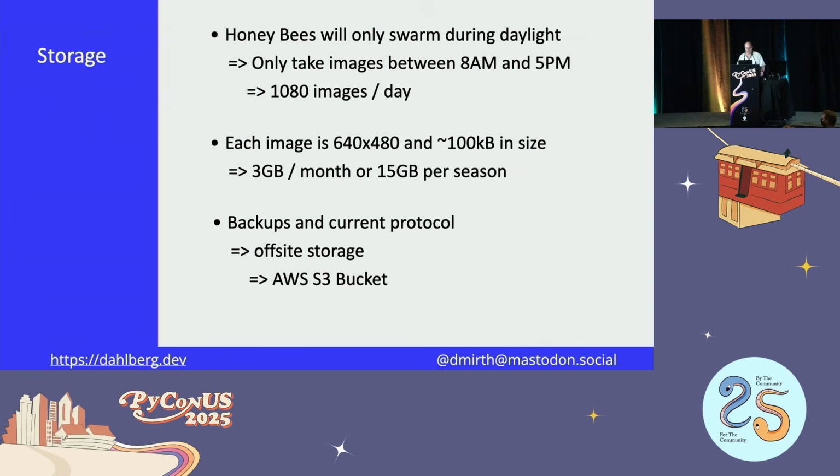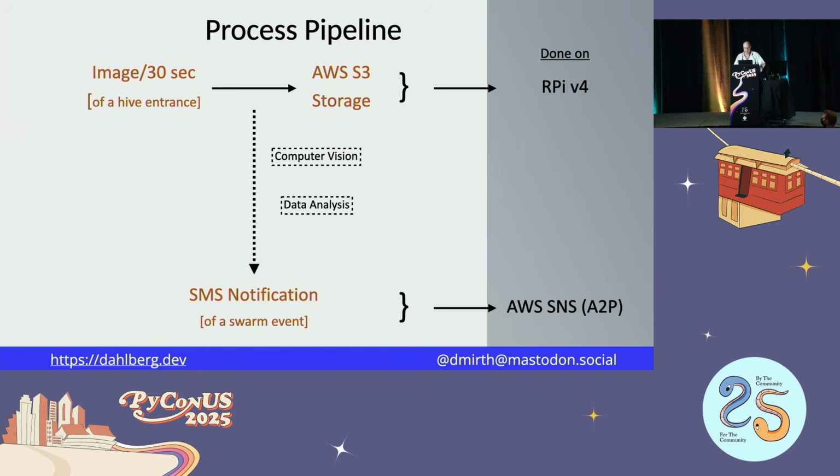However, I needed off-site storage to easily be able to pick the files up for PyTorch model training. I also needed to submit the request for the AI analysis to count the bees in an image by submitting the URL of the image. AWS's S3 bucket provided both. So, to modify the process pipeline a little bit, we have an updated pipeline where we're taking an image and uploading it to an AWS S3 bucket, and they're all done on the Raspberry Pi v4.